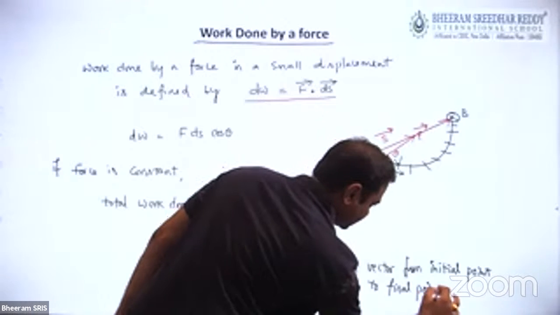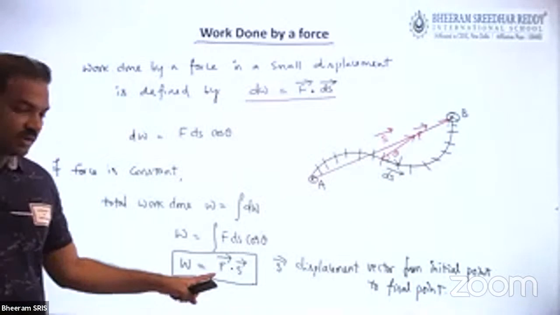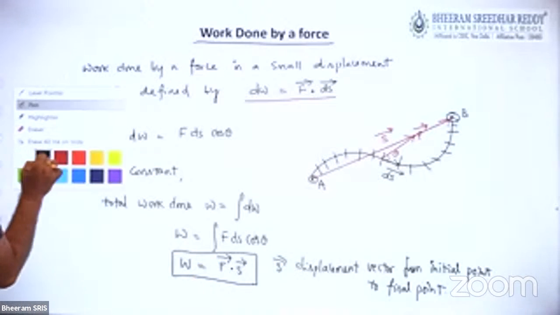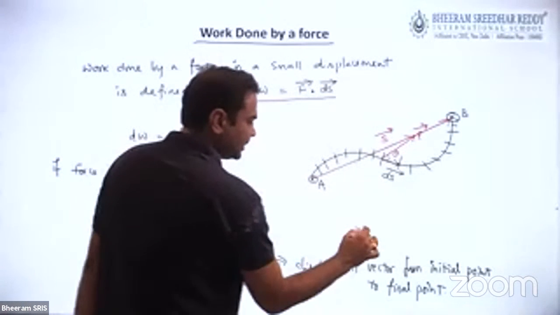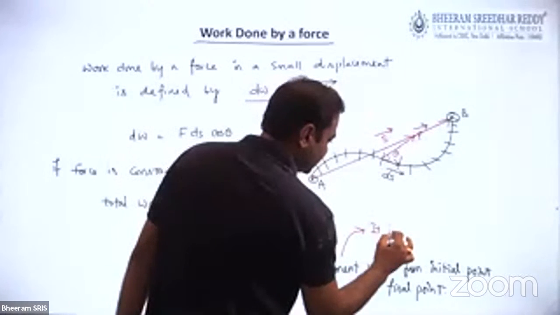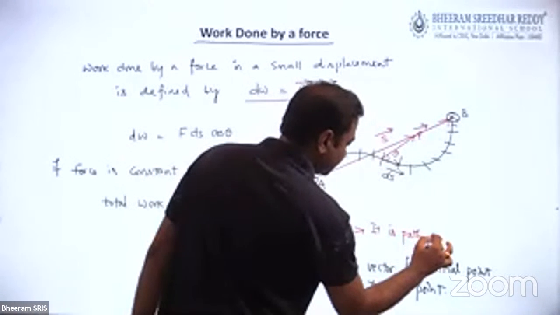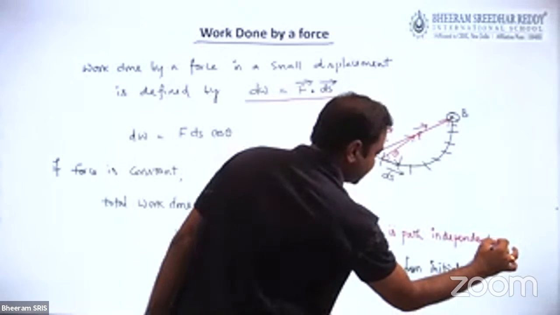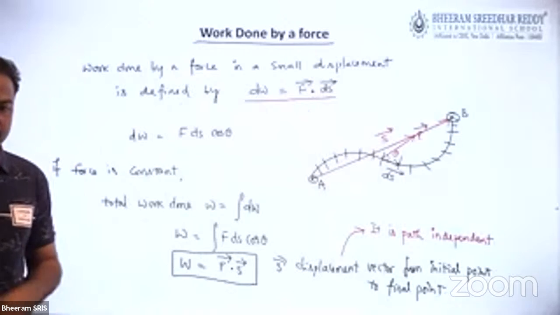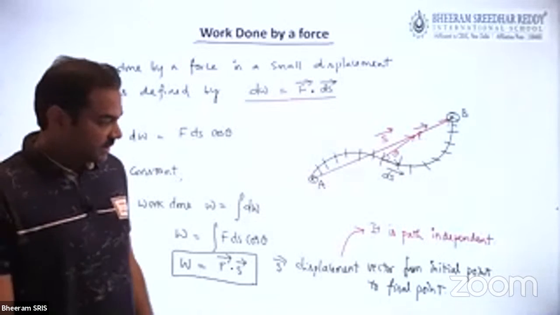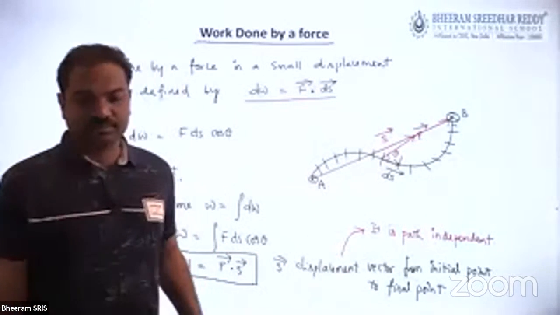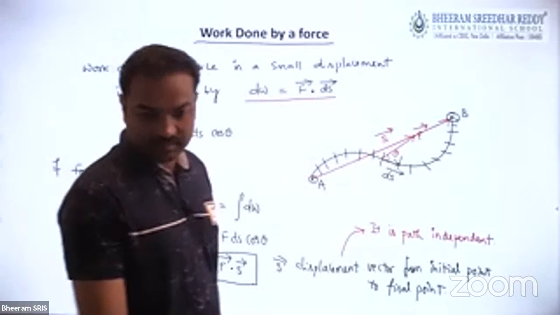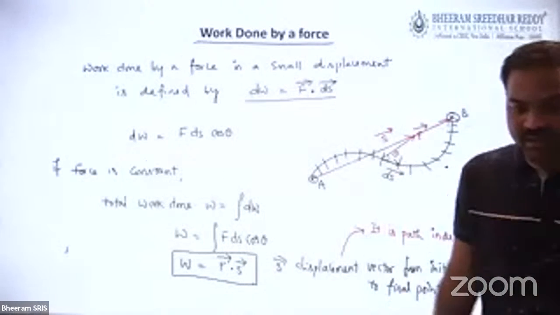So whenever you are dealing with constant force, if force is constant, then no need to see the path. I can say that it is path independent. So no need to see the path. You only have to see the initial point and final point, when force is constant.